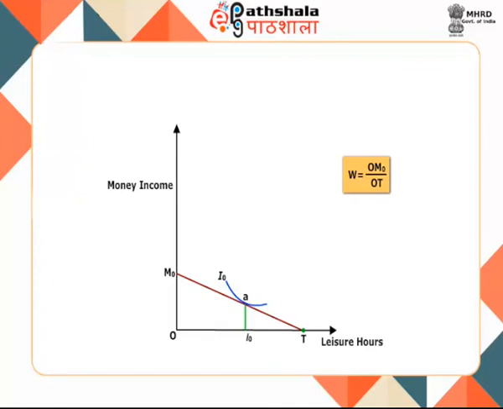Suppose that the wage rate increases to W1 and thereby pivots line OM0 to OM1. The individual will move to the higher indifference curve I1, which is tangent to the new income line M1T at A dash. When money income increases due to an increase in the wage rate, the decision for choosing more work effort or leisure depends upon the income effect and the substitution effect.